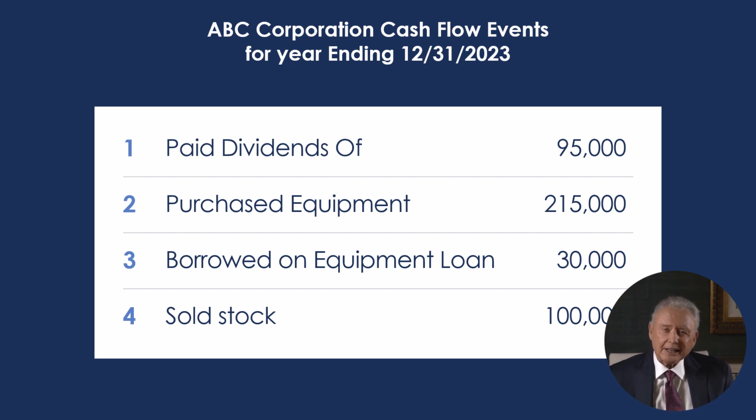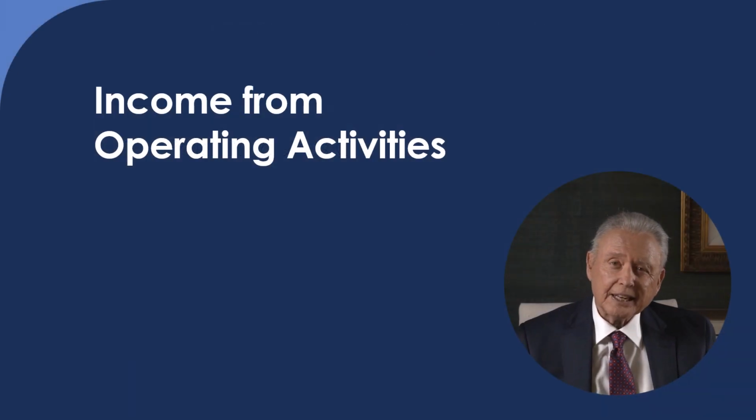Item 1 is a cash outflow or use of cash. Item 2 is a cash outflow or use of cash. Item 3 is a cash inflow or source of cash. Item 4 is a cash inflow or source of cash. Our first category is income from operating activities. Understanding this first category can be challenging, but we will endeavor to make it clear.